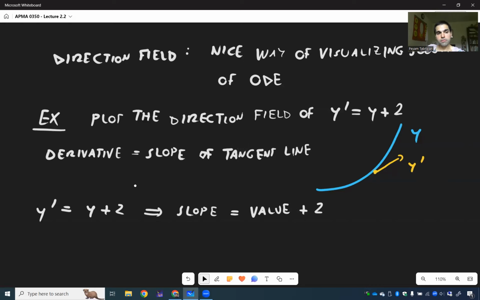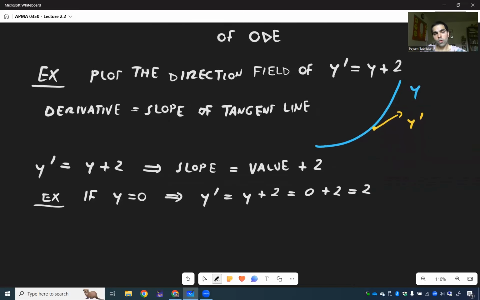So, for instance, if y equals 0, then this tells us that y prime is y plus 2, which is 0 plus 2, and that's 2. So whenever the function is 0, so kind of on the x-axis, the function always curves 2 units up. Or similarly, if y equals 1, then y prime is 1 plus 2, which is 3. So whenever the function is equal to 1, its slope is 3.